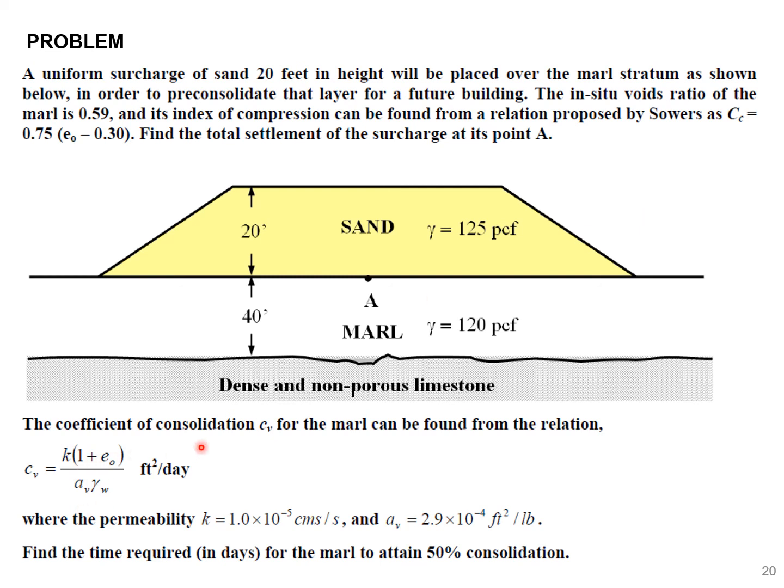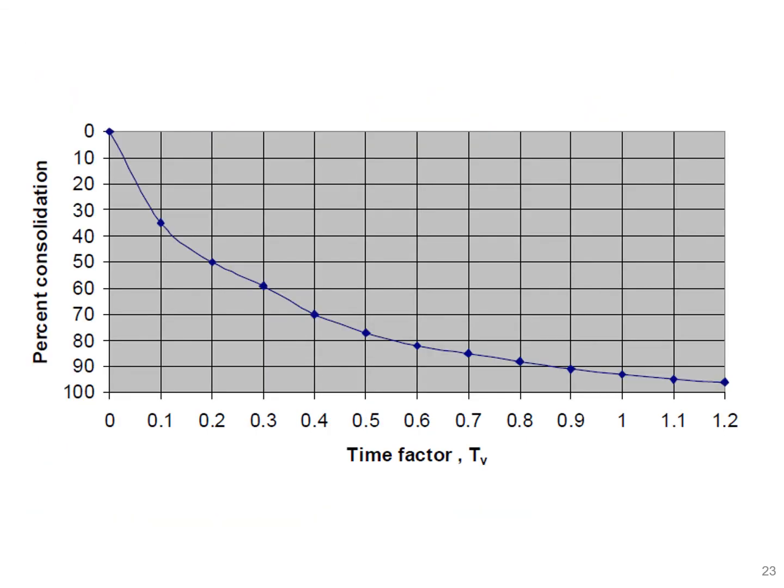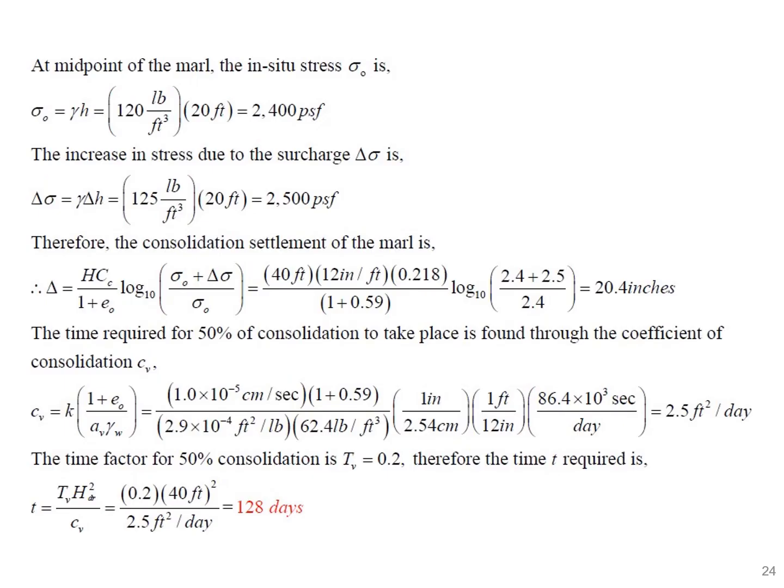And the coefficient of consolidation C sub V can be calculated by using this formula. So these are the new formulas that we are going to use in this particular problem. So you would find the application of these formulas here. This is the time along the horizontal axis and the percent consolidation along the vertical axis, and the solution you would find in the following slides.